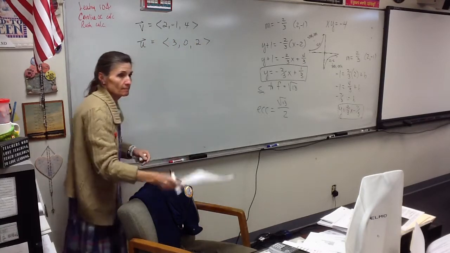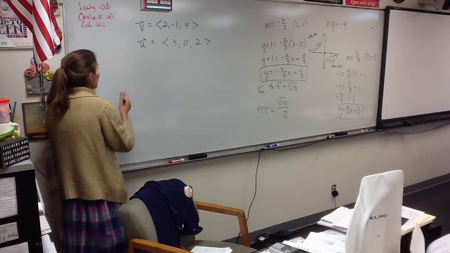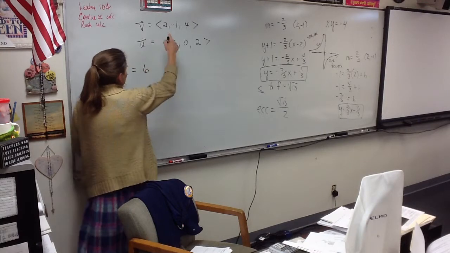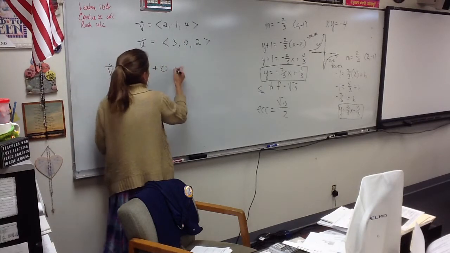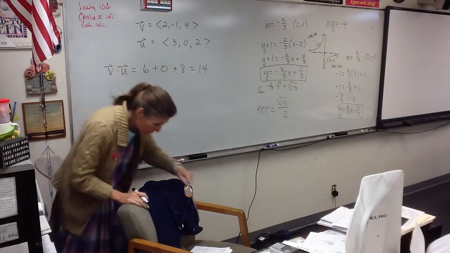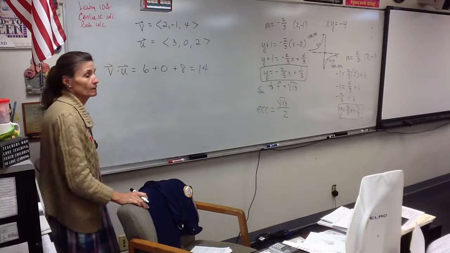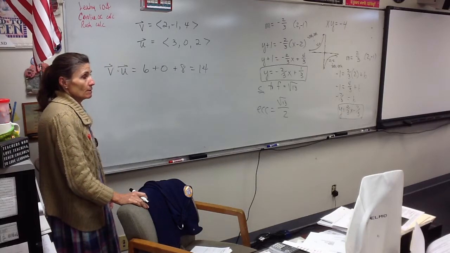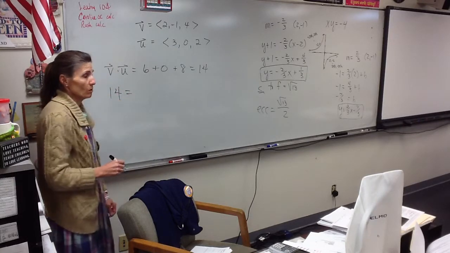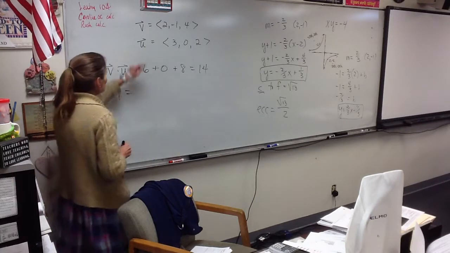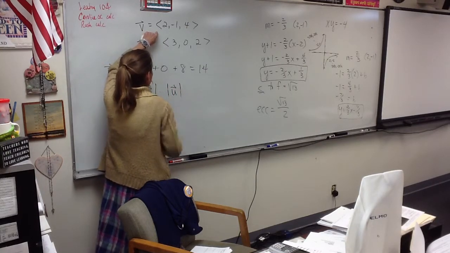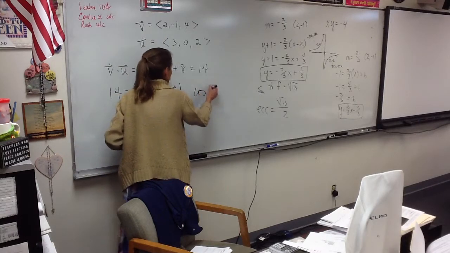So how do we do this? We do the dot product. So the dot product would be 6 plus 0 plus 8. I got 14 for my dot product, which, by the way, that is question D. Now, what do I know about the dot product? What does it equal? Magnitude of the first vector times the magnitude of the second vector times the cosine of the angle between them.